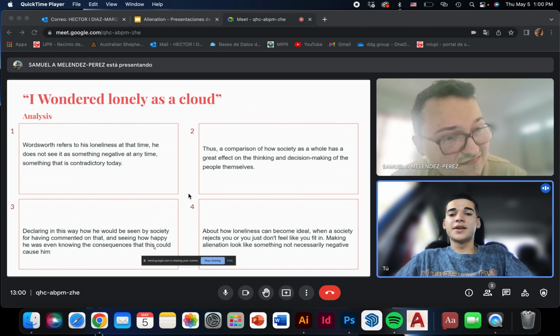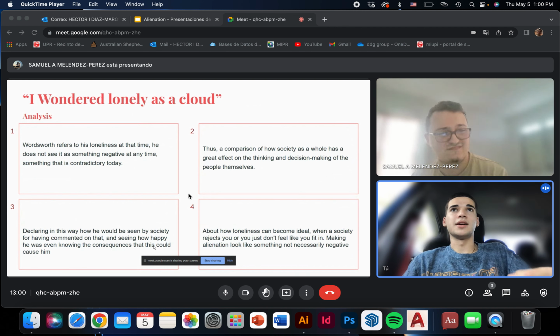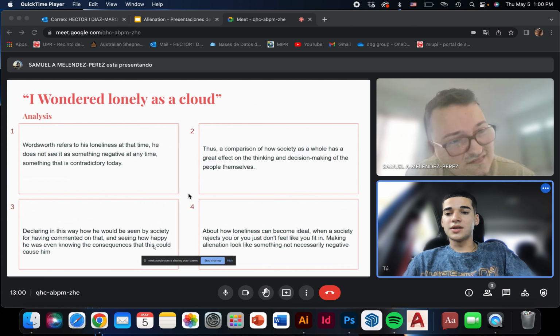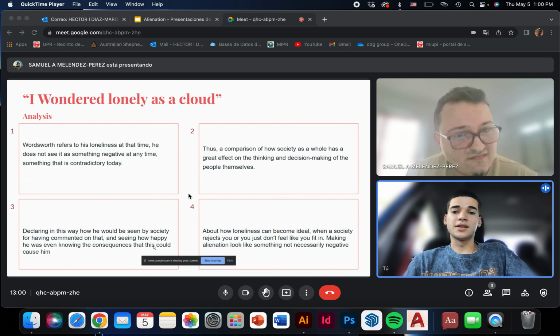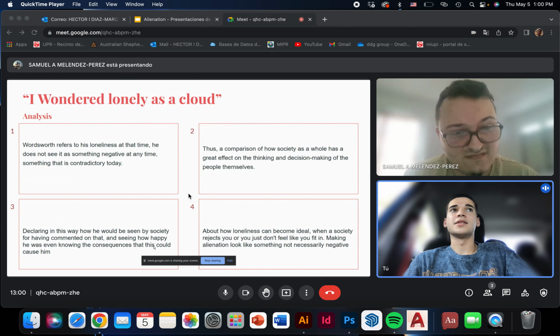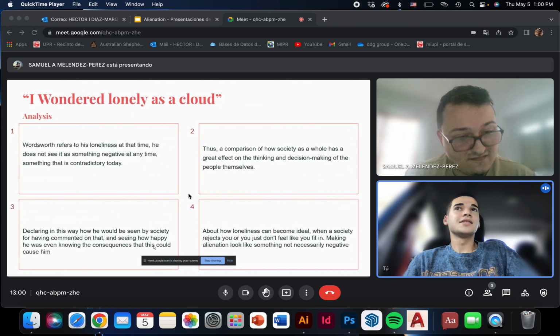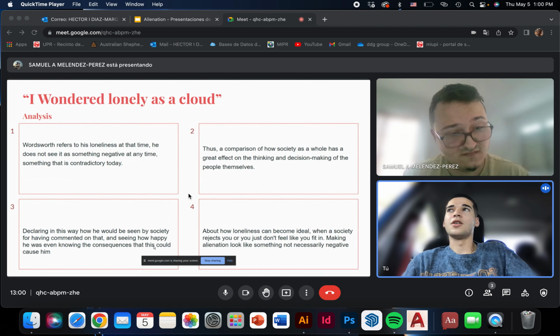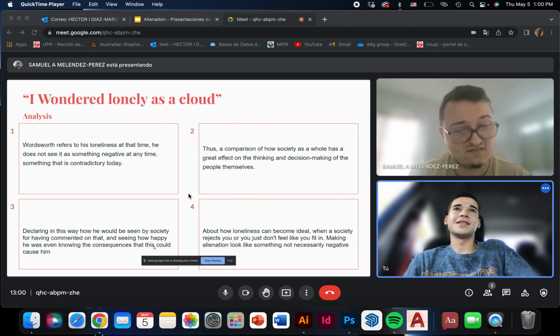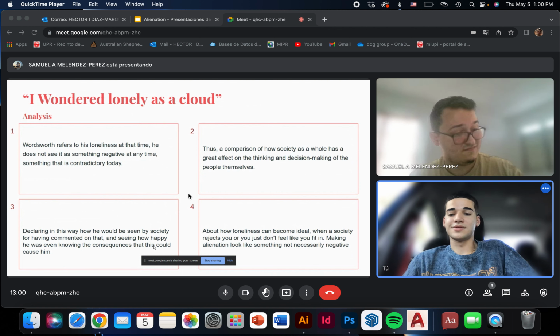For example one, my analysis was that Wordsworth refers to his loneliness at the time. He does not see it as something negative, which is contradictory to today, because someone who is lonely is seen as depressive or something like that. That is how society today sees it, and that was my thinking about that.